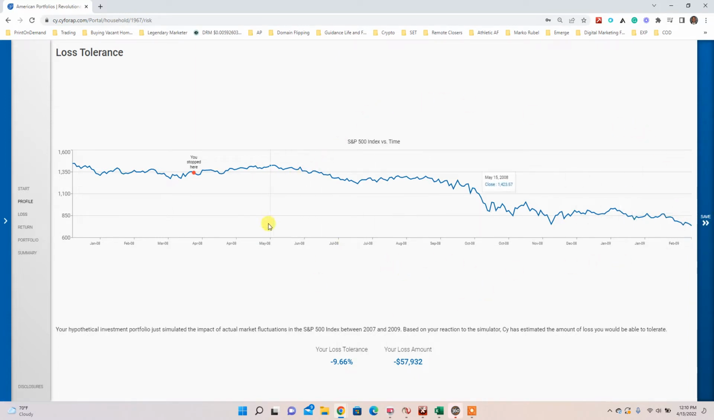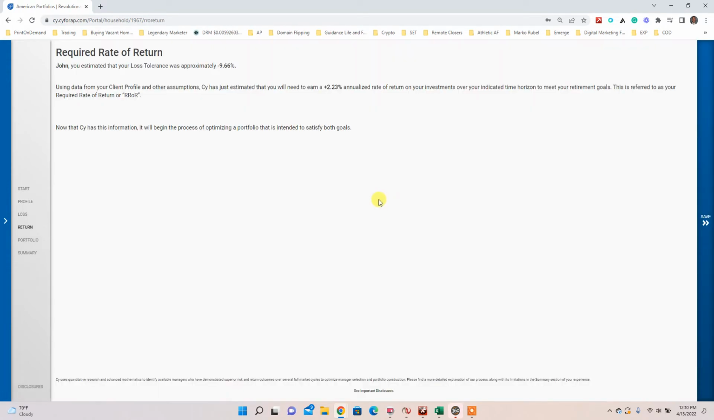It's really important when you work with an advisor that you have a risk profile created, so they know, and you know, exactly what you're looking at from a risk profile and loss tolerance standpoint. And so when you look at the rate of return analysis, obviously our loss tolerance is 10% based on our previous discussion, and we need about 2.25% return every single year to make sure that we meet our retirement goals.